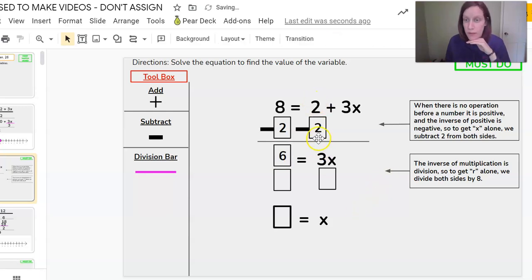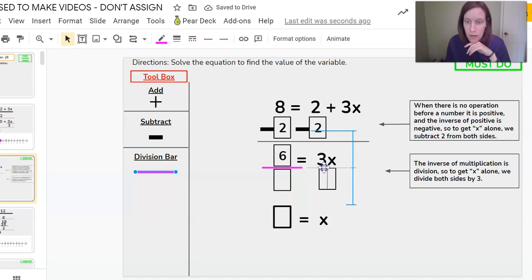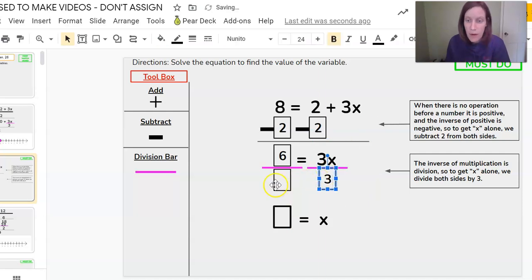And when we do 2 minus 2, we're going to be at 0. So we can just have our 3x equals 6 now. And then we have to think to ourselves, okay, but we want to know what 1x is. The inverse of multiplication is division. So to get that x by itself, we are going to divide both sides by 3. This is how you're going to show your division bar. Just drag it over like this. We're dividing both sides by 3 because I want to know what 1x is worth, and any number divided by itself is 1. And our 6 divided by 3 is 2. So x equals 2.